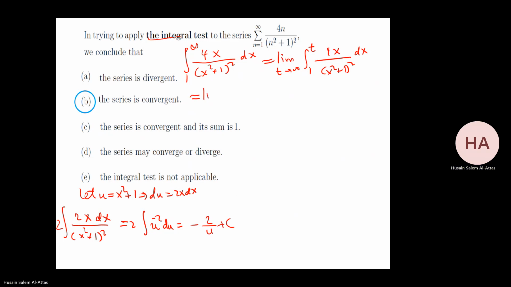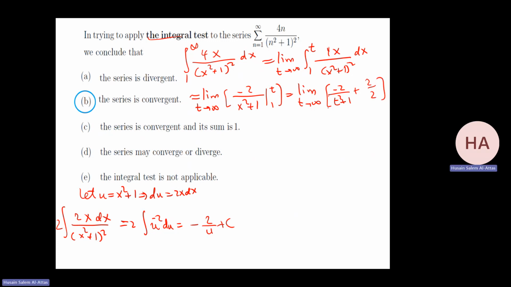So I have this limit, t goes to infinity, of minus 2 over u, which is x squared plus 1, from 1 to t. And that will be the limit as t goes to infinity of minus 2 over t squared plus 1, minus, that will be 2 over 2. And this goes to 0 as t goes to infinity. So I have 1. And so the series, I have convergence.